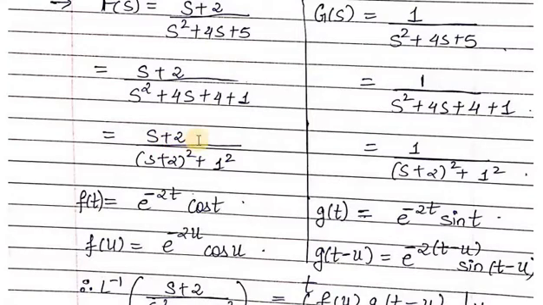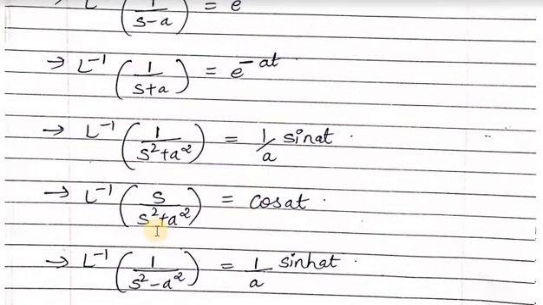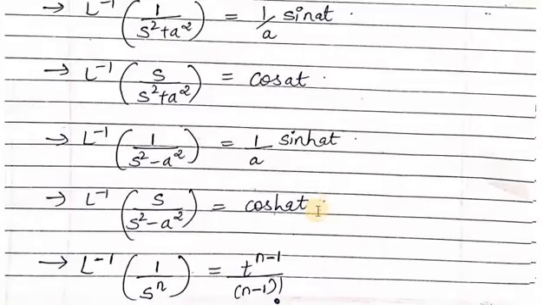We will replace s plus 2 by s, right? So it will become s over s square plus 1 square, right? Now if we are replacing s plus 2 by s, we have to write e raised to minus 2t, L inverse of s over s square plus 1 square. And L inverse of s over s square plus a square, answer is cos at, right?